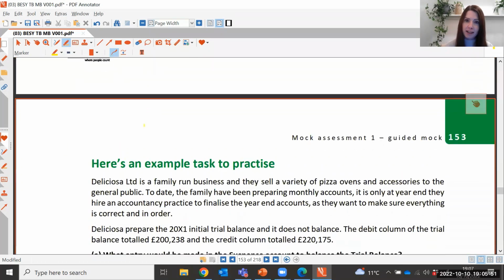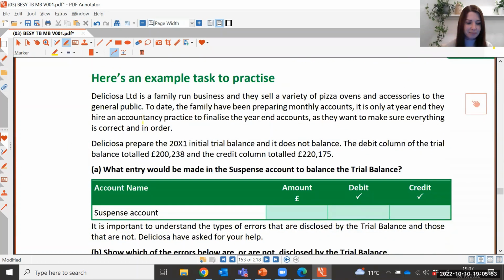So now we're going to have a little look at a task. It says here, Deliciosa Limited is a family-run business, and they sell a variety of pizza ovens and accessories to the general public. To date, the family have been preparing monthly accounts. It is only at the year end they hire an accountancy practice to finalise the year-end accounts, as they want to make sure everything is correct and in order.